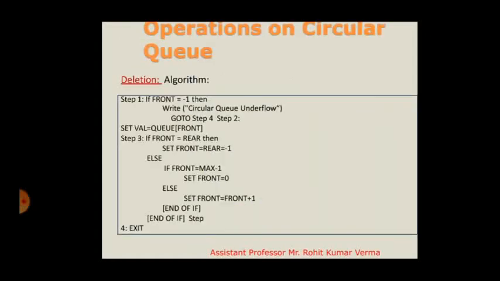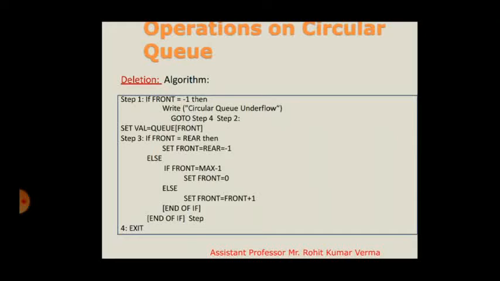Now we are covering the deletion operation in circular queue. In case of deletion, first of all you have to check whether the queue is underflow or not. So what is underflow? Suppose there is no element inside the queue and you are trying to delete an element from the queue. It will always give the underflow condition. Then suppose there is no underflow condition.